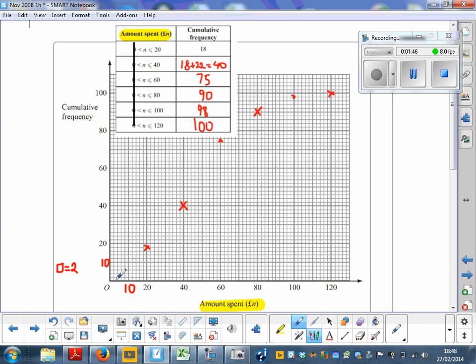I can even join the zero with this. It doesn't matter. I want this time. And then, well, not too bad. I can join this with zero as well, but there's no need. Okay, so that's your cumulative frequency graph.